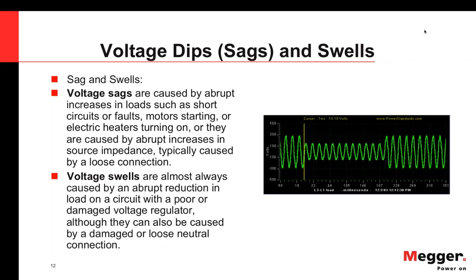Now, you can also have a sag from the source side. If you have a short on the source side, you'll see the voltage go down and the current go down, both at the same time. And then you can see that that's basically happening from the source side.